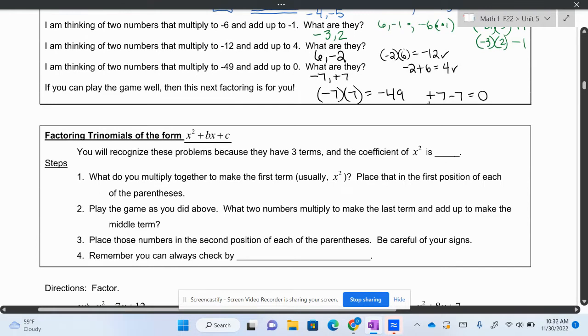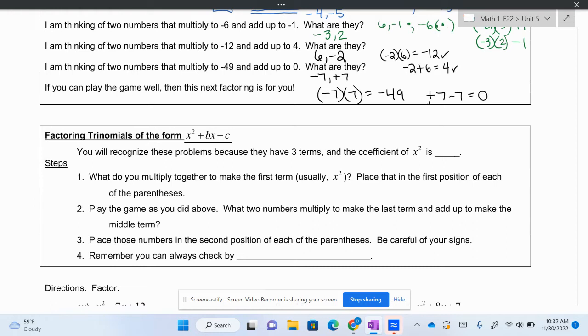Okay, so hopefully you figured out what two numbers you could multiply together to get negative 12 and add up to be 4. That is 6 and negative 2. And then the two numbers that you can multiply together to get negative 49 and add up to 0, that's negative 7 and positive 7.